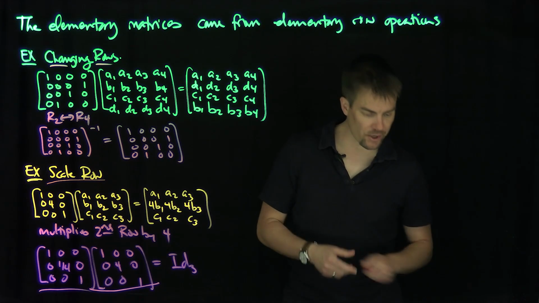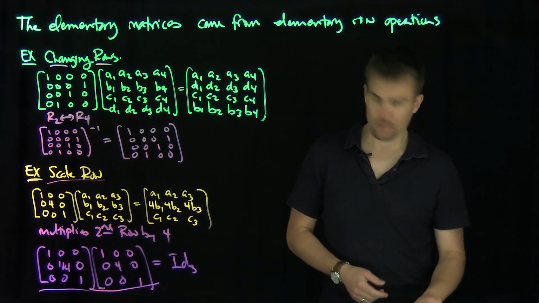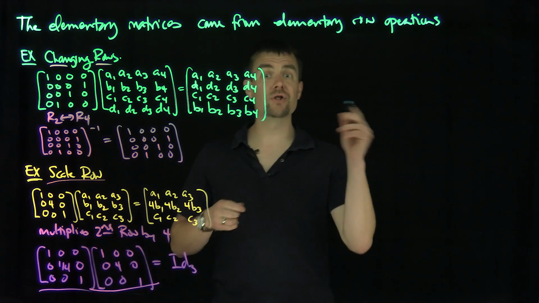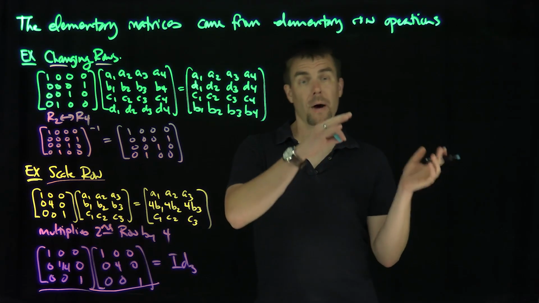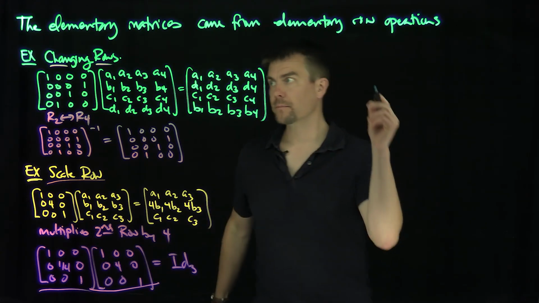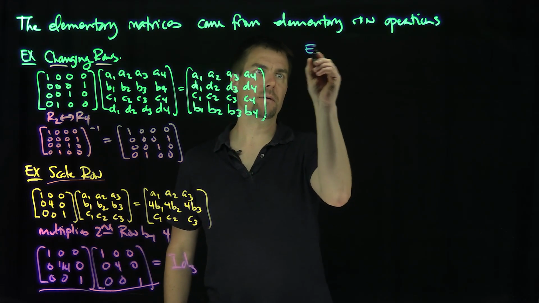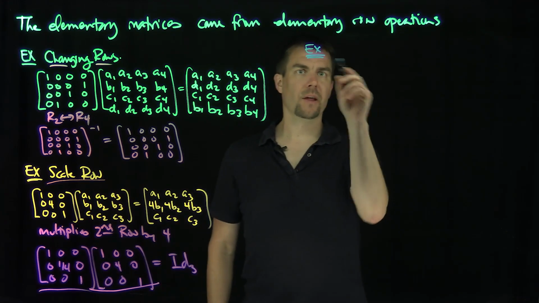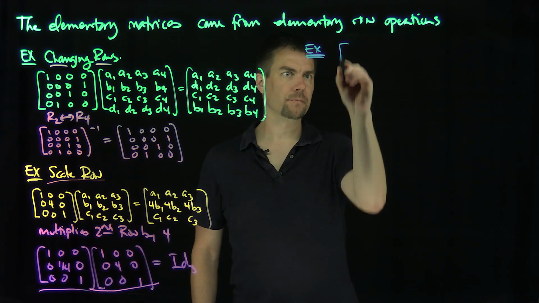And what's the final row operation we have? The final row operation we typically think about is the idea of adding one row to a multiple of another row, okay? So the final example is doing something like what? Let me give an example.